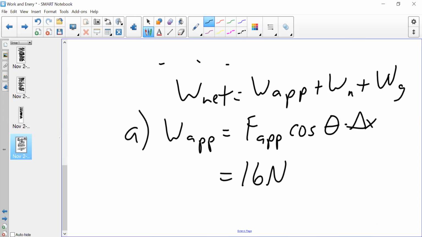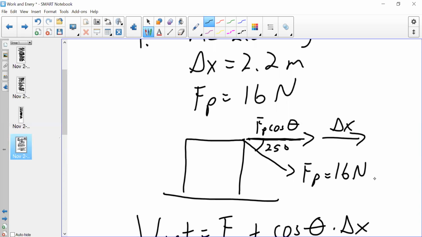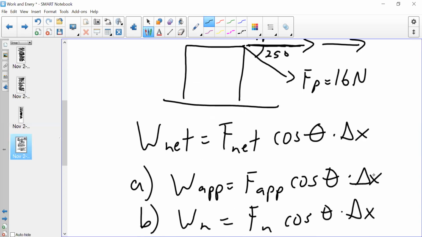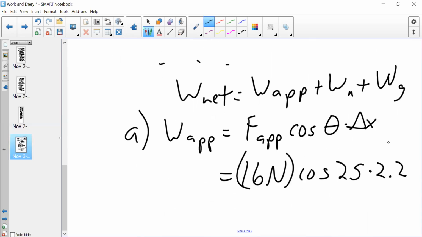16 newtons, cosine of 25, and 2.2. So what do we get for that? Hopefully what we got is the correct answer there. So 28.9. All right, let's see.